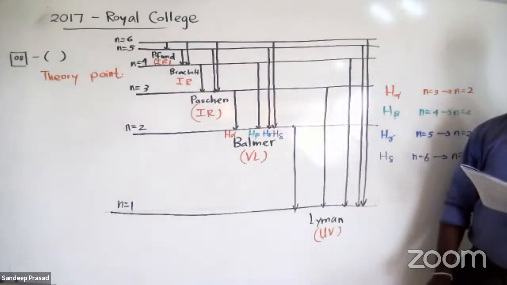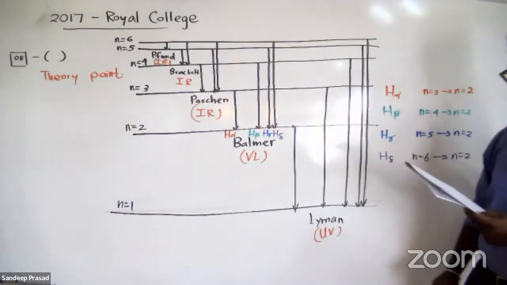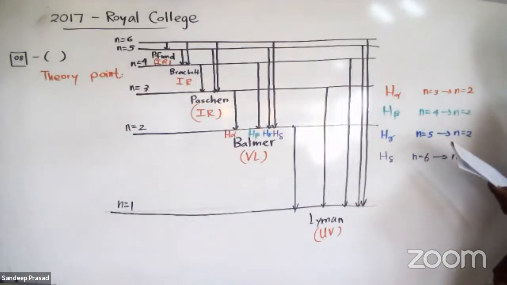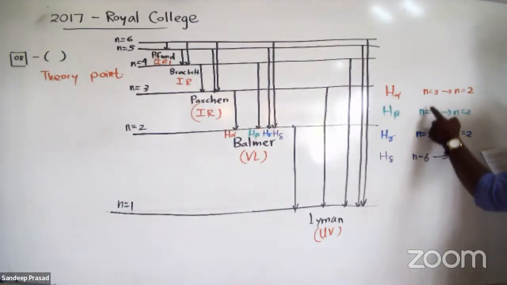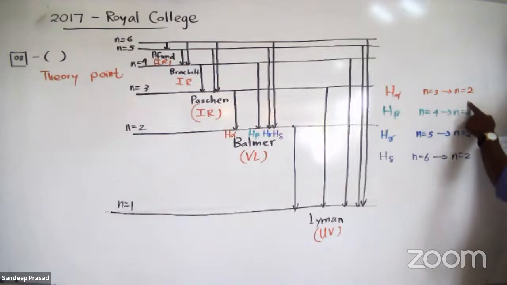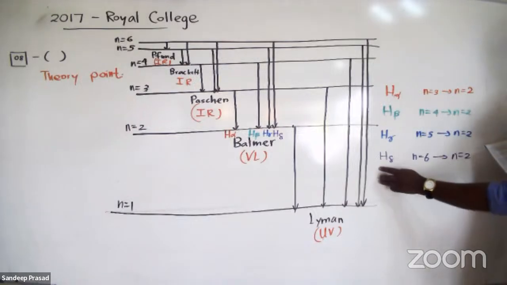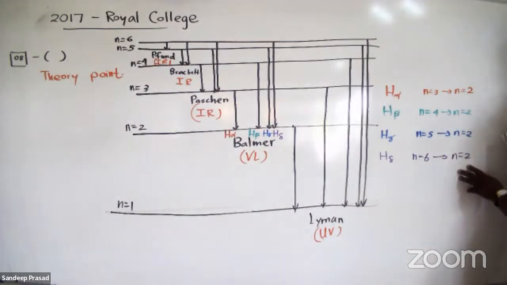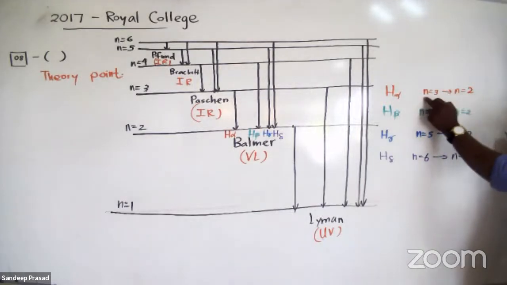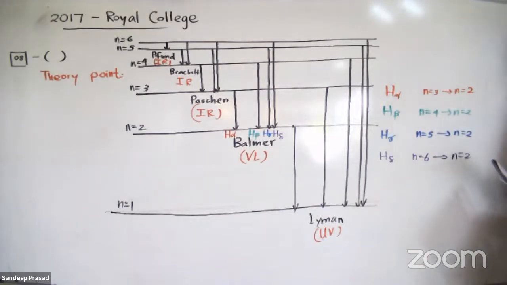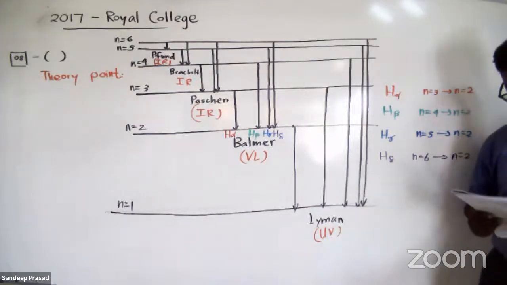Transition from n equal 3 to n equal 2 relevant to H delta. N equal 3 to n equal 2 belongs to H delta. Is that correct? No, no. H delta is n equal 6 to n equal 2. N equal 3 to n equal 2 is H alpha. So therefore, that statement is wrong.